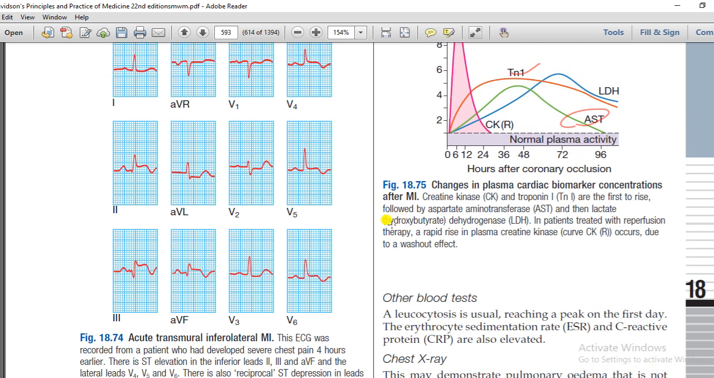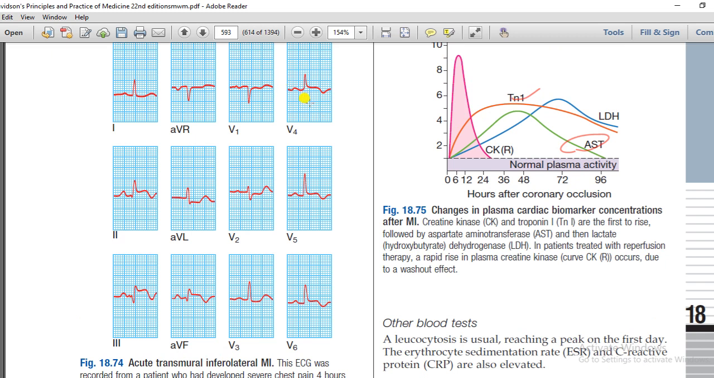Let's learn about this figure a little bit. This is troponin. The figure shows change in plasma cardiac biomarkers: creatine kinase CK and troponin T and I rise first. However, this creatine kinase should be neglected because it can be high in case of skeletal damage, but troponin is specific to cardiac damage, so it should be noted. Creatine kinase and troponin I rise first, followed by aspartate aminotransferase, and then lactate dehydrogenase rises. In patients treated with reperfusion therapy, a rapid rise in plasma creatine kinase occurs due to the washout effect.